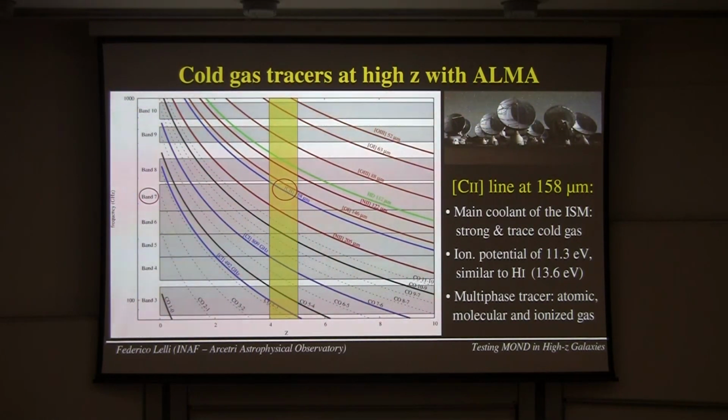It's the coolant. And the ionization potential of the line is 11.3 electron volts, which is very similar to that of H1. So we expect that this line is a multiphase gas tracer that may trace a combination of atomic gas, like H1, molecular, and ionized gas. So there is the potential for this line to be possibly as extended as H1 disks at redshift 0.